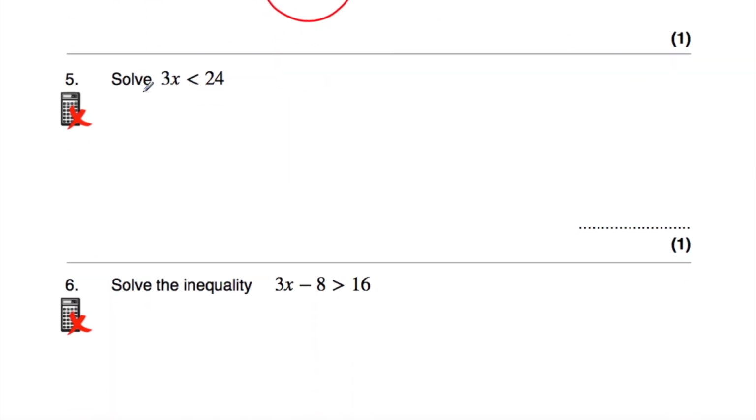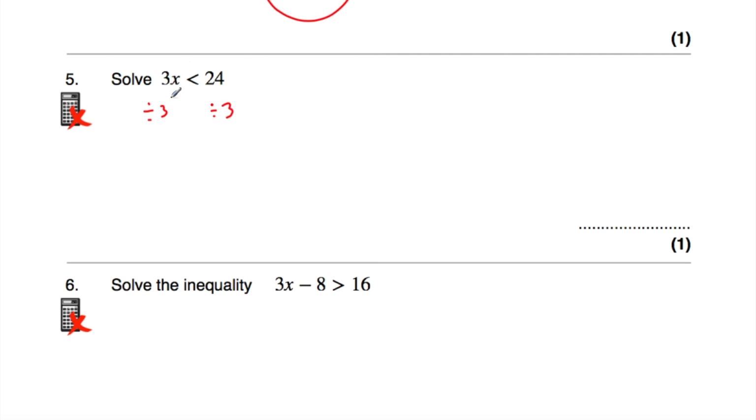Okay, our next question, question number 5. We've been asked to solve the inequality 3x is less than 24. Whenever you want to solve an inequality like this, you just solve it like you would solve an equation. So here you've got 3 times x is less than 24. We just want to get x on its own on the left hand side, so we don't want this multiplied by 3. So let's divide both sides of the inequality by 3.